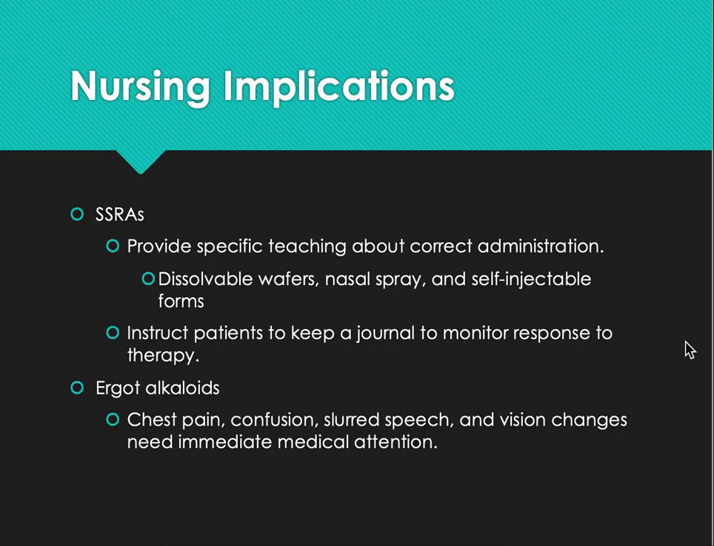All right, so some nursing implications. The SSRAs, remember these are our triptans, make sure they know how to administer it. If you are in an office where you're teaching somebody how to use the injection, you'll always have a sample one that they can practice with. And so they need to practice giving the injection to themselves. Sometimes family members will practice as well.